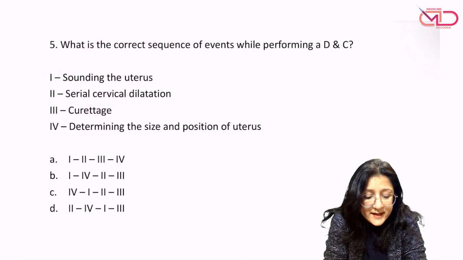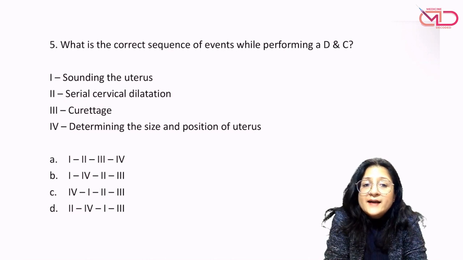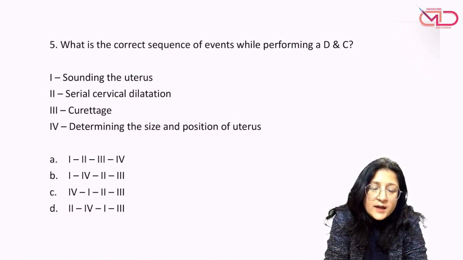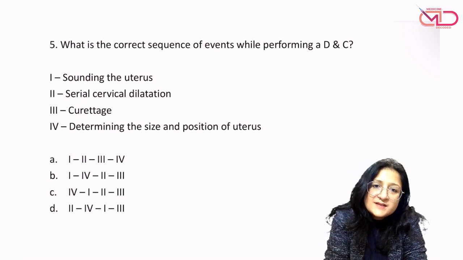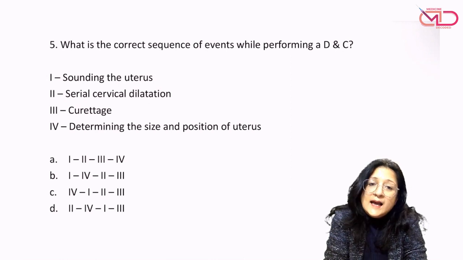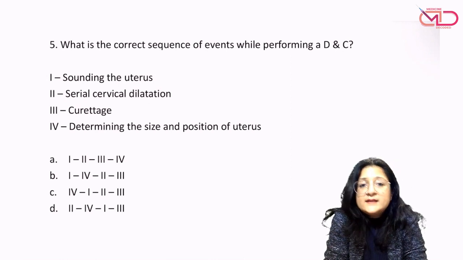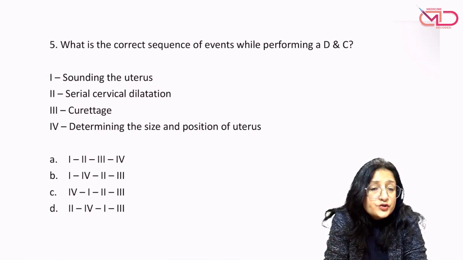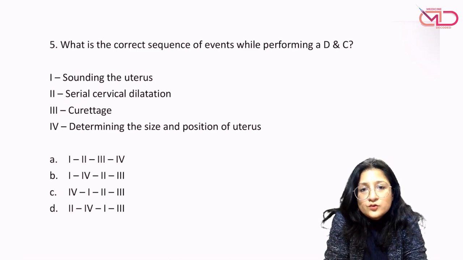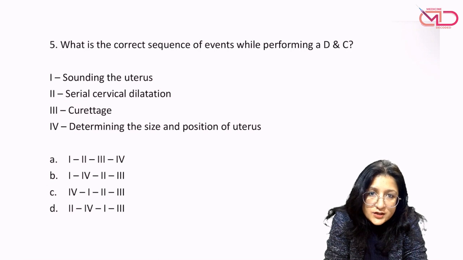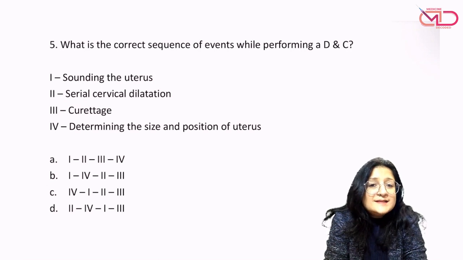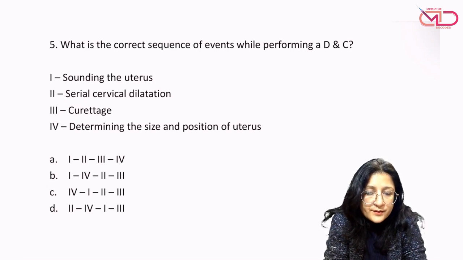Now let's have a look at the next question. What is the correct sequence of events while performing dilatation and curettage? Right, so dilatation and curettage, when you have to perform, basically you're introducing instruments inside the uterine cavity, and like I keep telling you, before introducing any instruments inside the uterine cavity, it is very important to perform a clinical examination to know what is the size and position of the uterus, right?